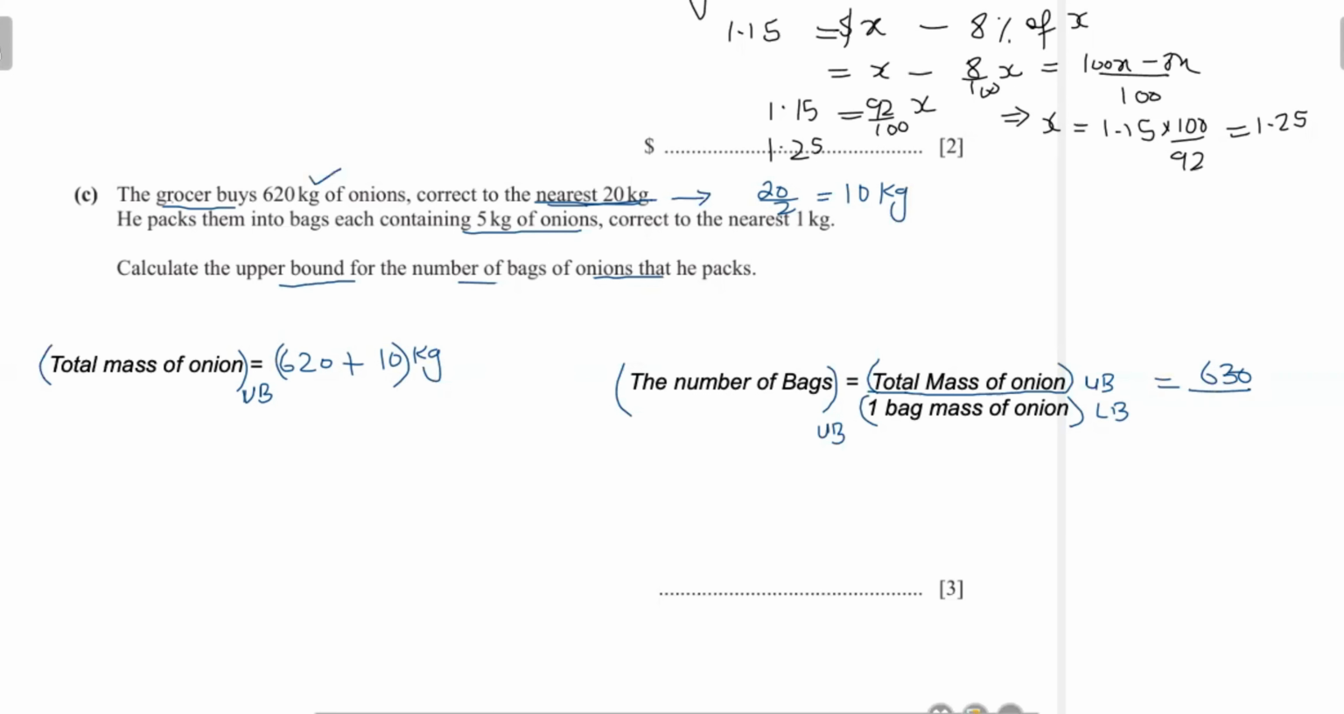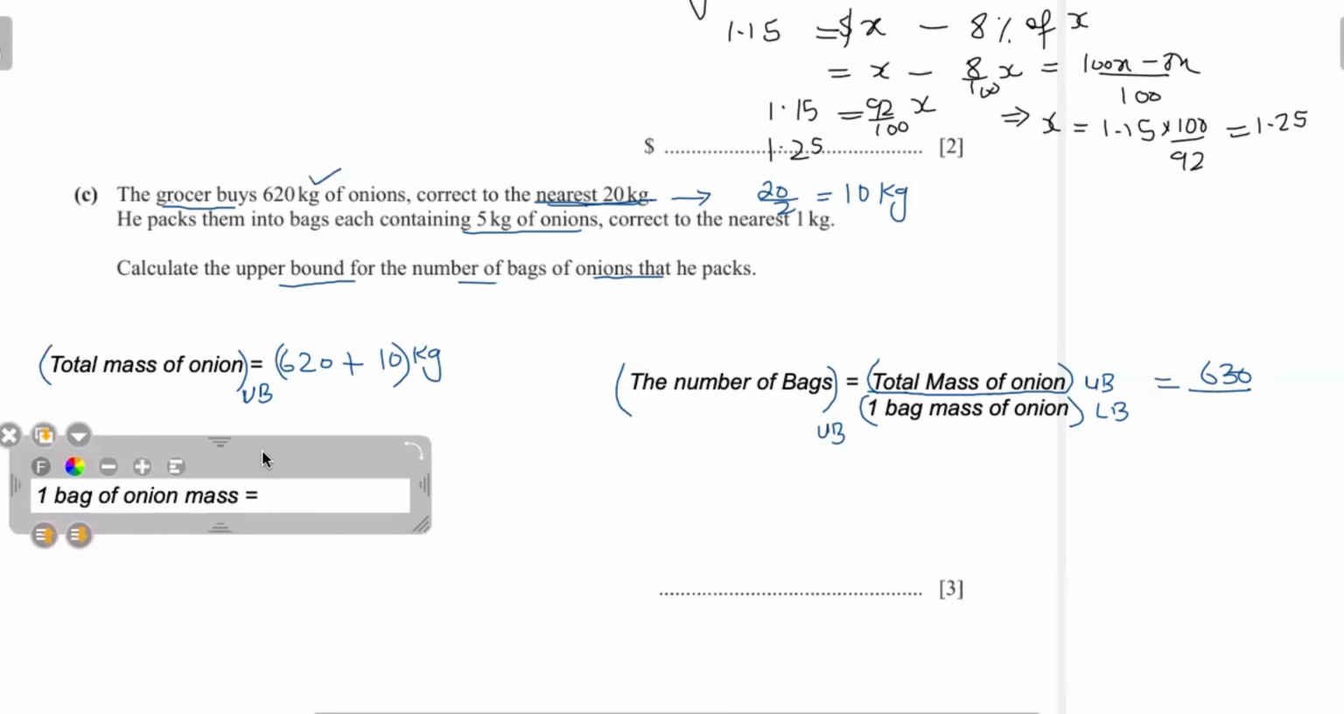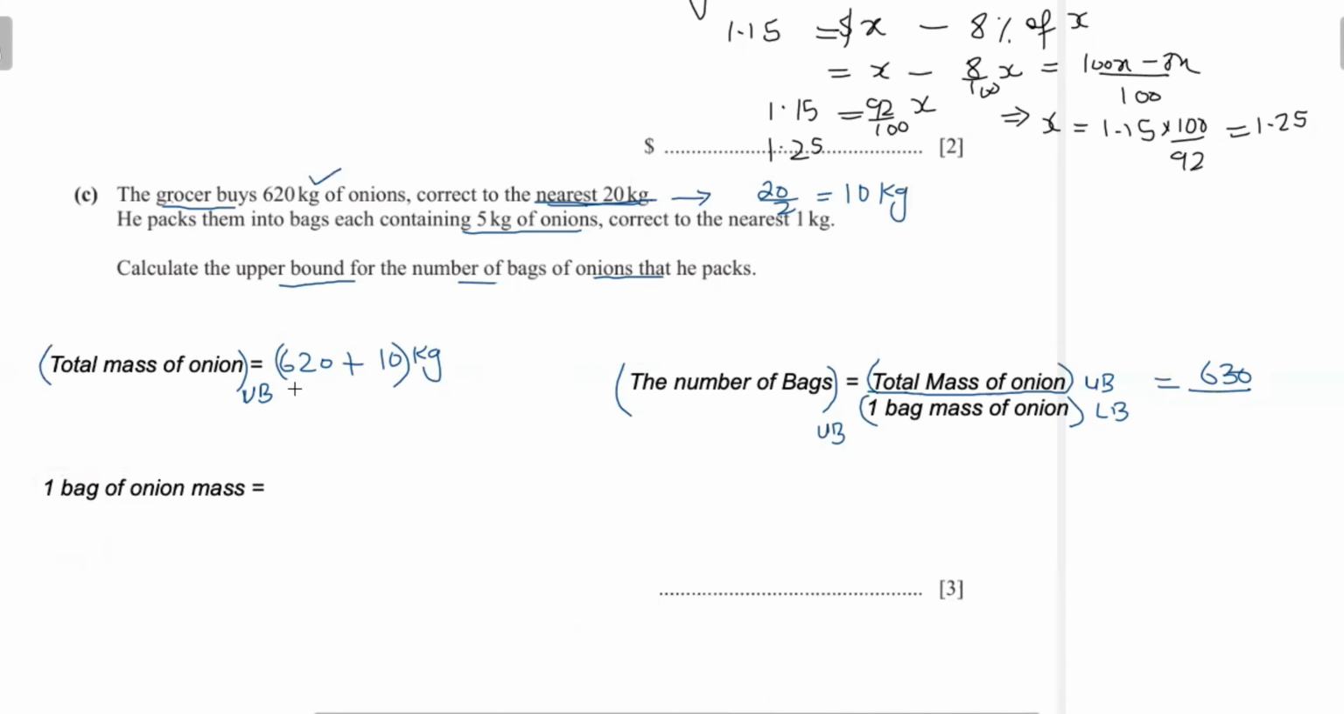Therefore, we can write here 630 over 1 bag mass of onion of lower bound value. 1 bag of onion mass is 5 kg. Now we will subtract the error value. Here it is correct to the nearest 1 kg, so that will be equal to 1 over 2, that's equal to 0.5 kg. We will subtract this value from this. We get 5 kg minus 0.5, that's equal to 4.5 kg.